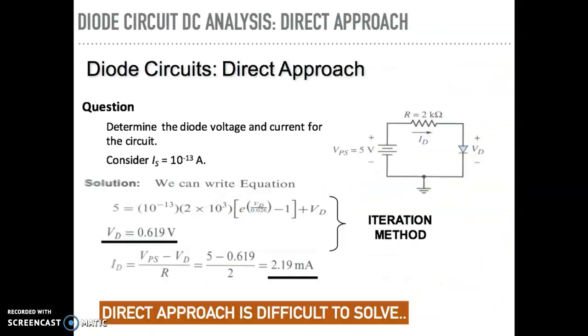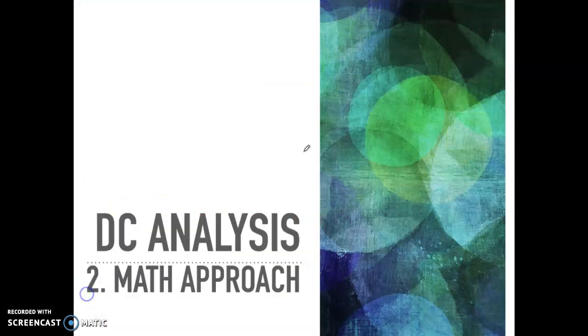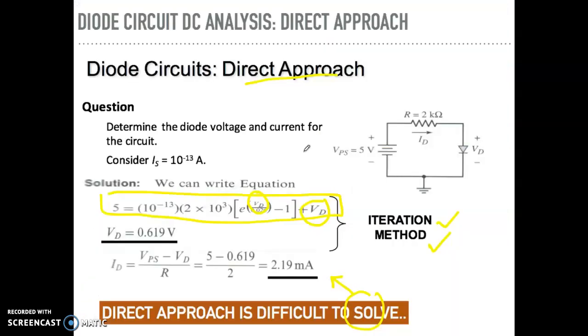If you see the next slide, this is what we call the direct approach. This will be your equation when you plug in all the values. You have two locations of VD, one inside, another one outside. How you are going to solve this is what we call the iteration method. It's quite long steps to go, so we can consider this difficult to solve, but you still can solve it until you get this value.